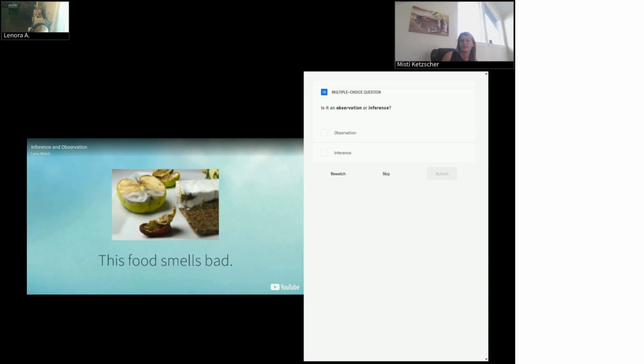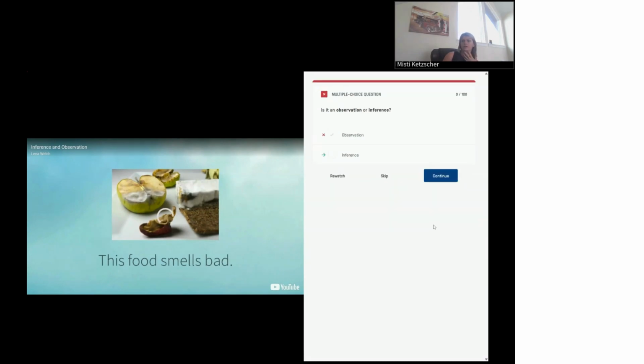So it would be an inference. So let's see. I'm just gonna pick observation because we have 2 observations and 1 inference. Okay, I'm just gonna go with that and let's see who's right.